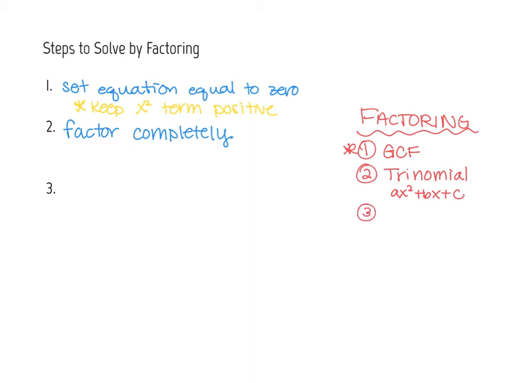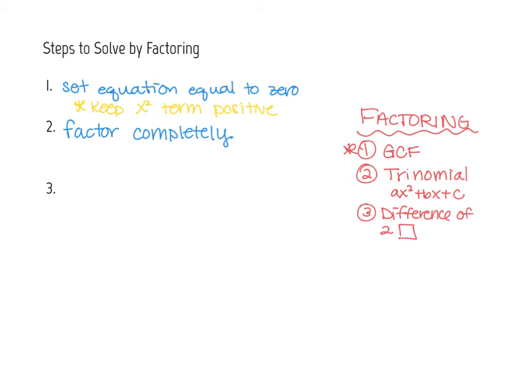You may see the difference of squares, so the difference of two perfect squares. We're going to abbreviate that. There's other factoring you could see, such as grouping or dealing with cubic polynomials, but these are the primary ones that you're going to see, so we're going to stick with those three.